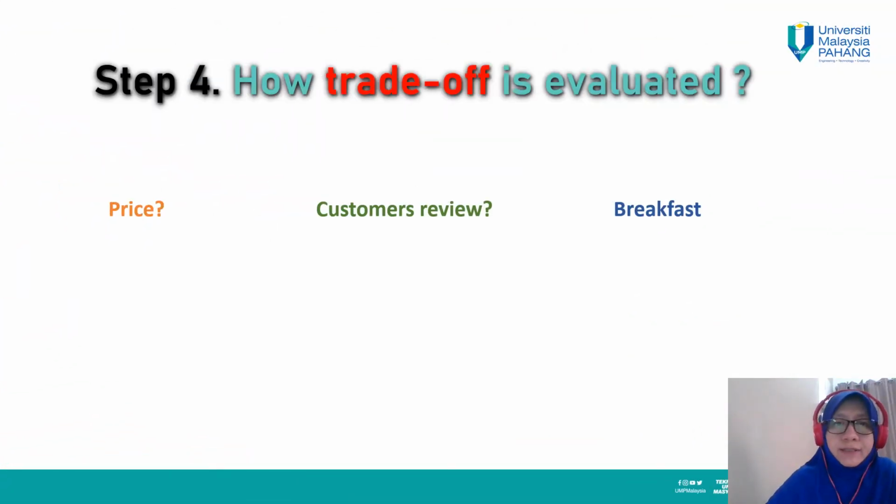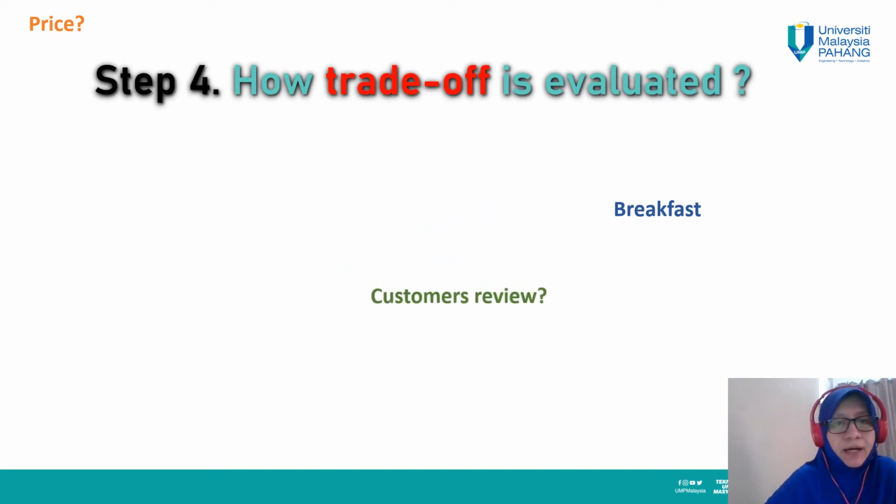Step 4 is to determine the trade-off. The decision maker will determine the trade-off between the criteria. Trade-off is determined by choosing the hypothetical alternative. The question will be something like this: which one of the criteria is mostly concerned by the decision maker? Is it the price, or the customer's review, or even providing the breakfast?